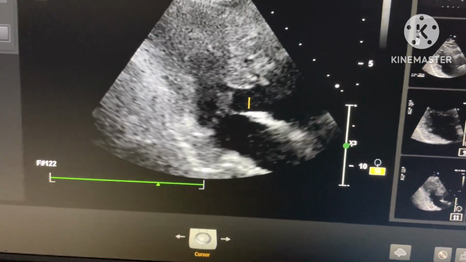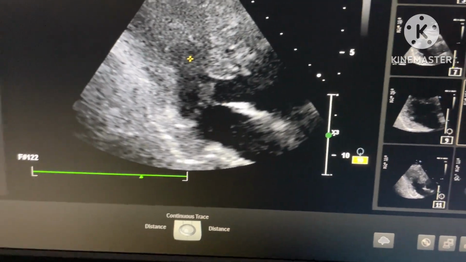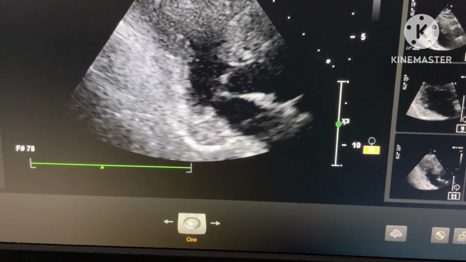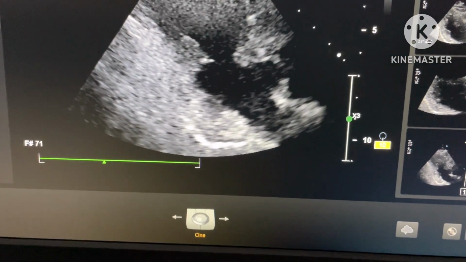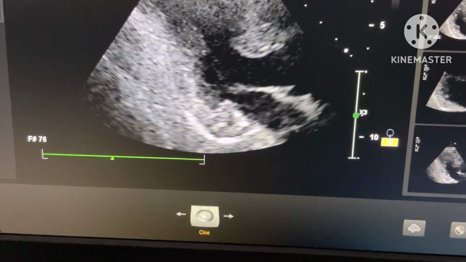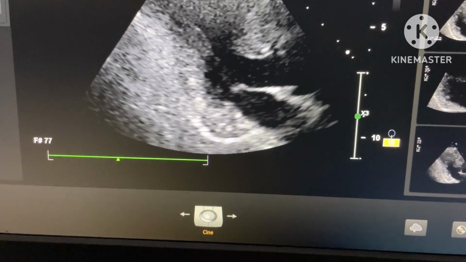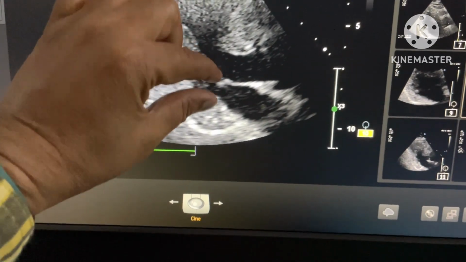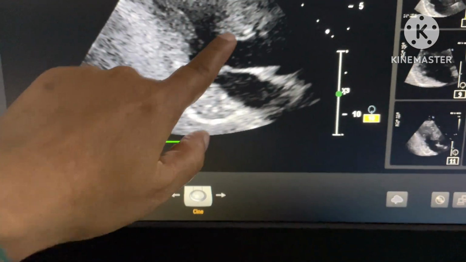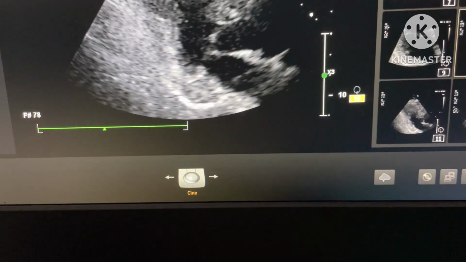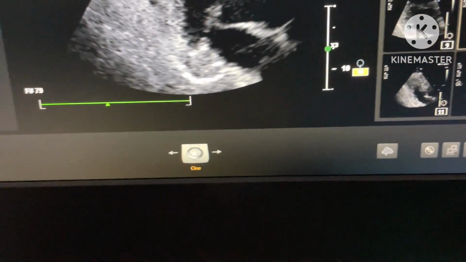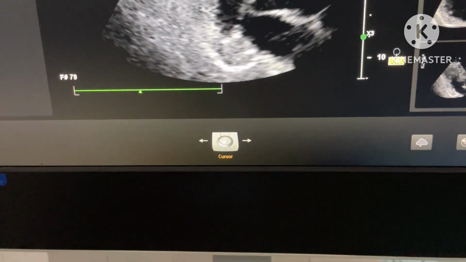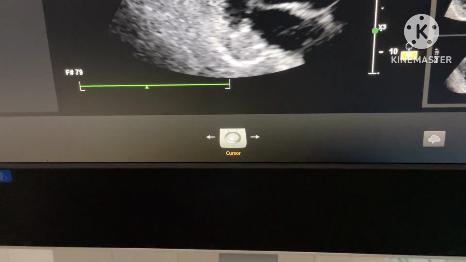In this image, now see how. Just see, this is diastole, now systole, now this is systole. So what happens here? The whole mitral valve moves towards the interventricular septum. Just see, this is systole. The whole mitral valve has moved towards the interventricular septum, causing flow obstruction in the subaortic region.